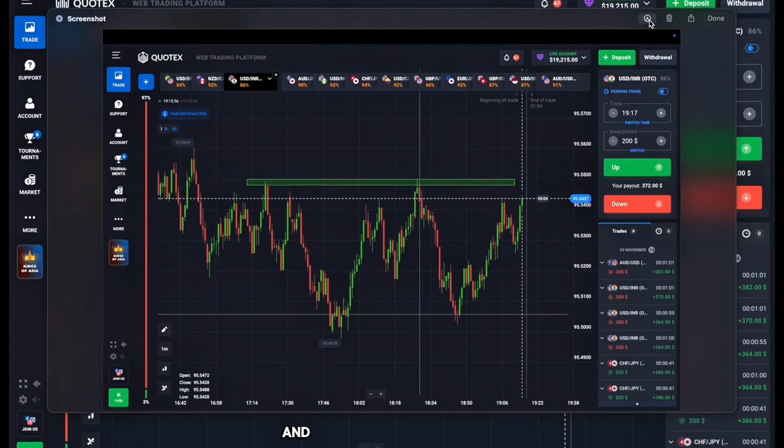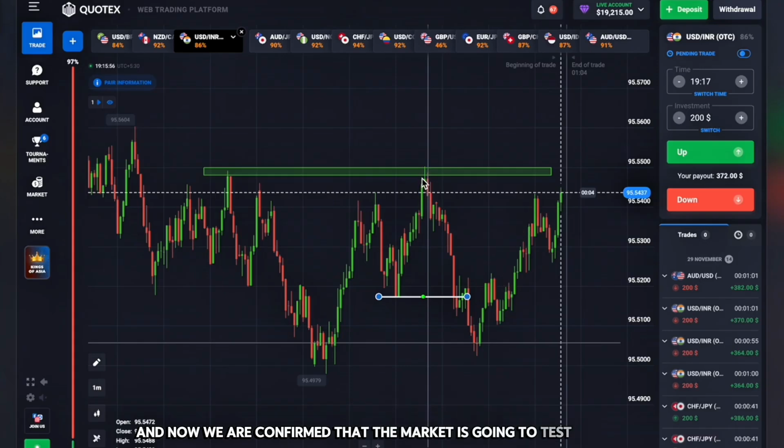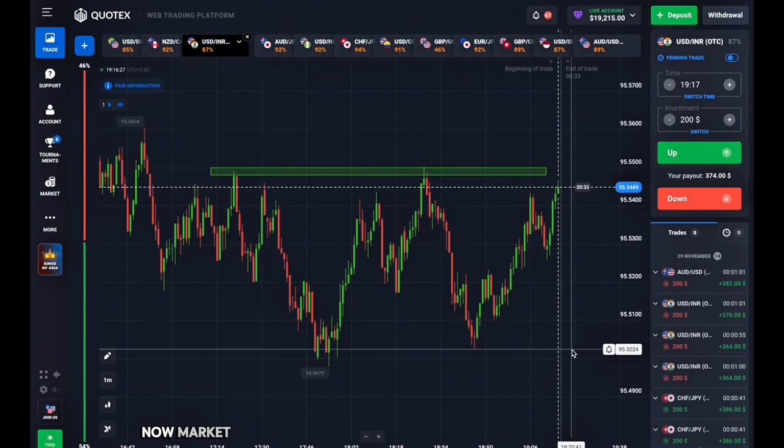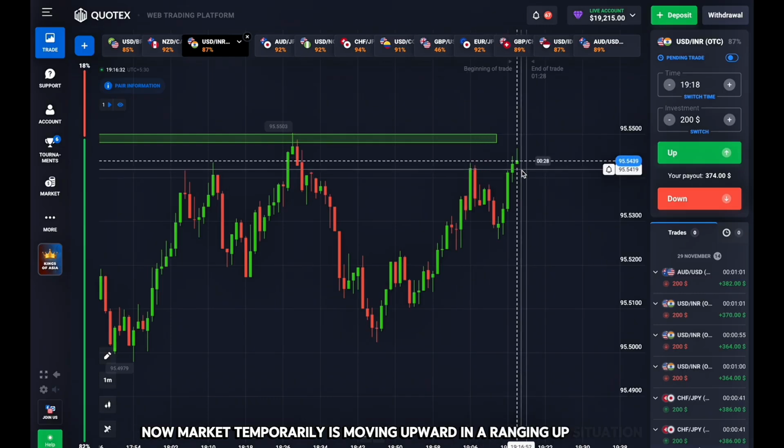And let me get my marker. Here you see the sweep has happened, and then in this leg here there was a breakout with a red candle, correct? And now we are confirmed that the market is going to test that area, this particular zone, and exactly from that point when the market went up, you see that it dropped. Now the market is temporarily moving upward in a ranging up situation.